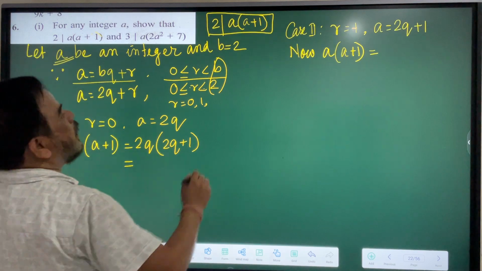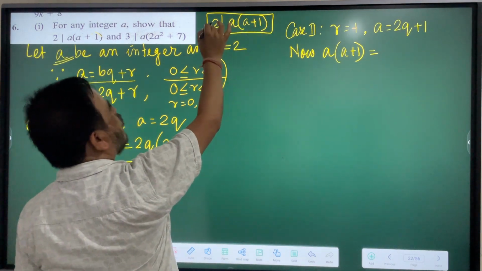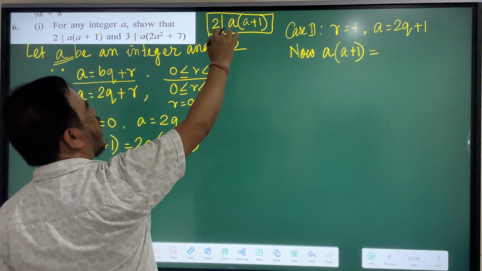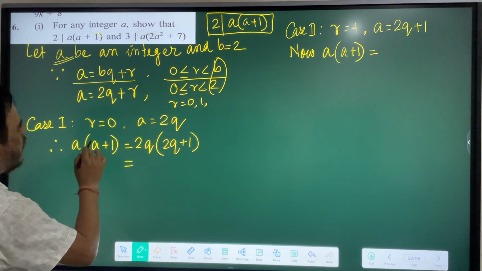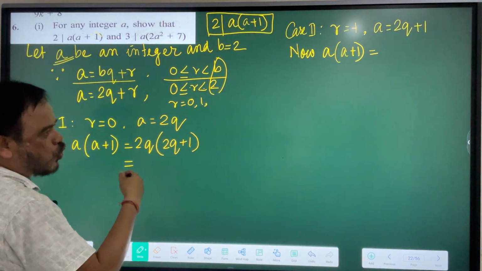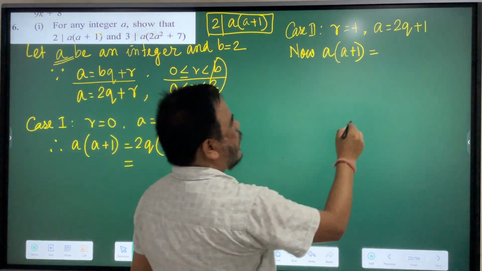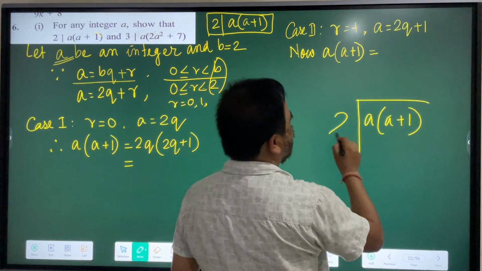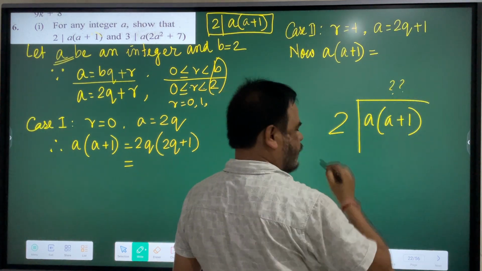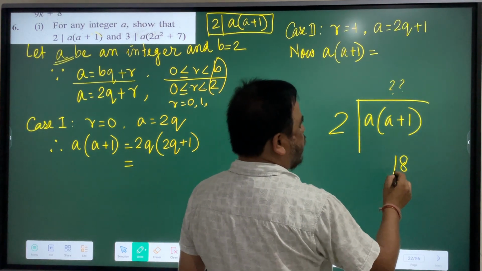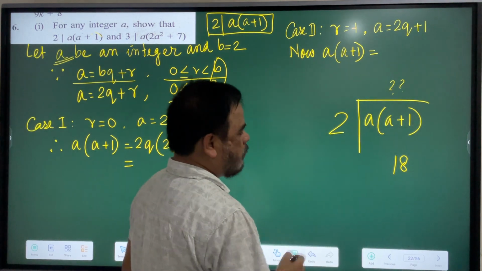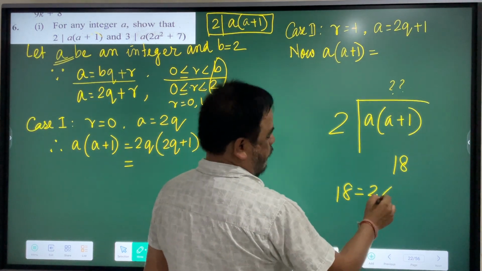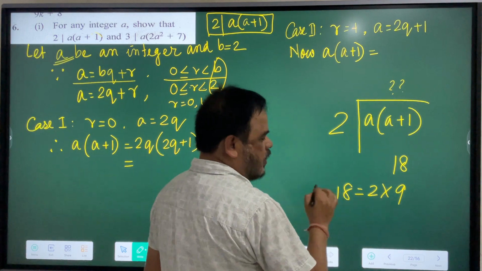So what do we have to prove? A into a plus 1 is divisible by 2, or 2 divides a into a plus 1. So a into a plus 1 equals 2 into something. If we can show this, look here, a into a plus 1, if we divide by 2, we get something. Is 18 divisible by 2 or not? How can we get it? Because 18 is equal to 2 into 9. So 18 is divisible by 2.